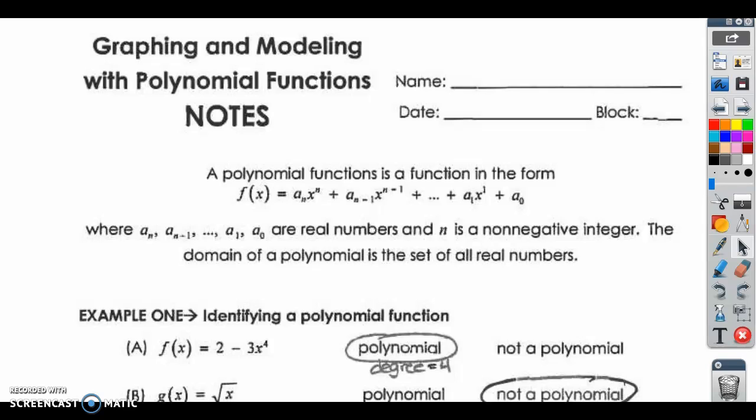Okay, pre-calculus. We are on Unit 7, Day 2. I'm going to try to do this in one 15-minute video. We will see what happens.